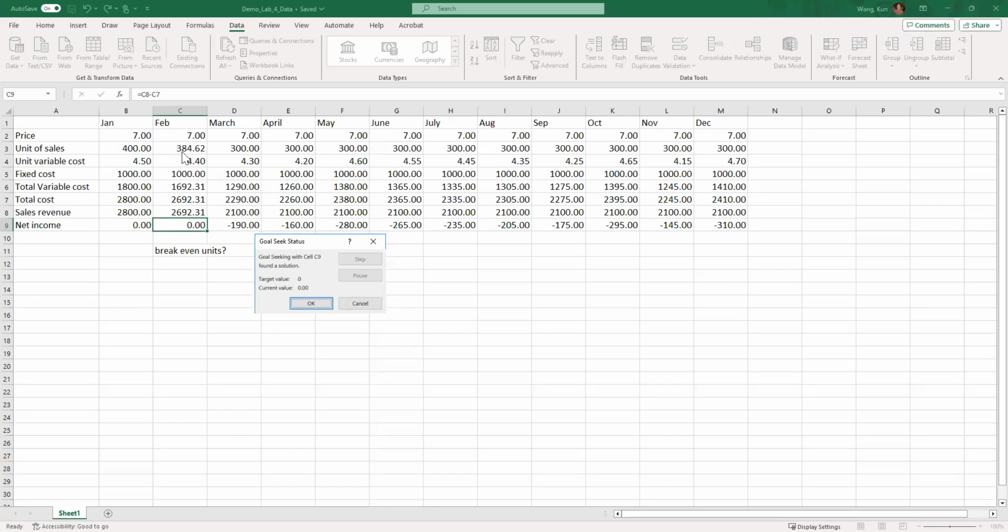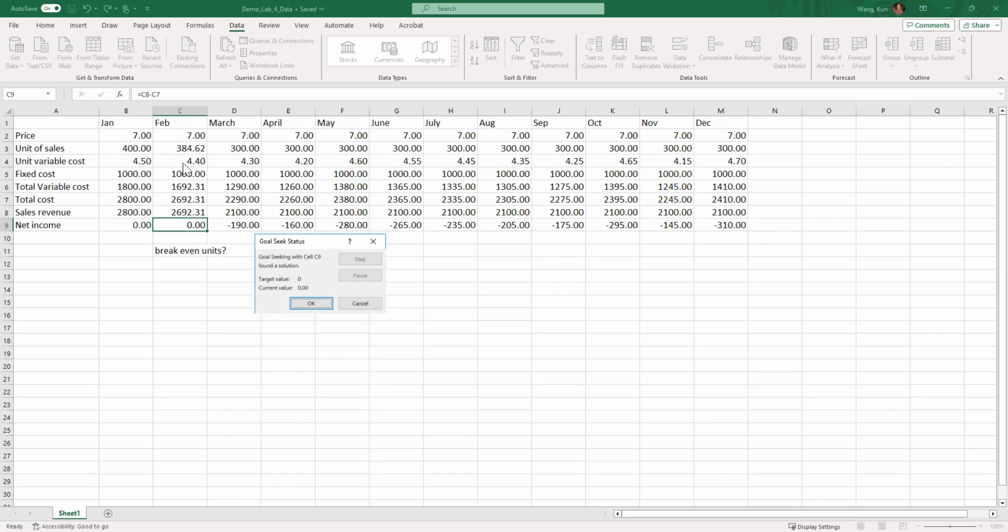So the units of sales will increase from 300 to almost 390. Okay, and you can imagine I couldn't have a decimal units. Probably 385. And in that case, we'll reach the break even. We break even rather than have a $220 loss.